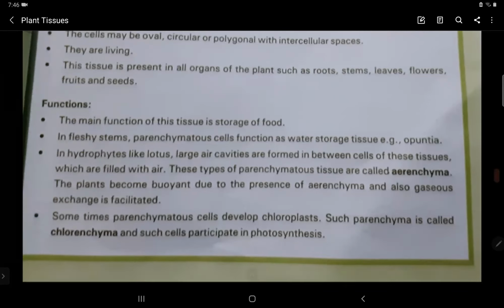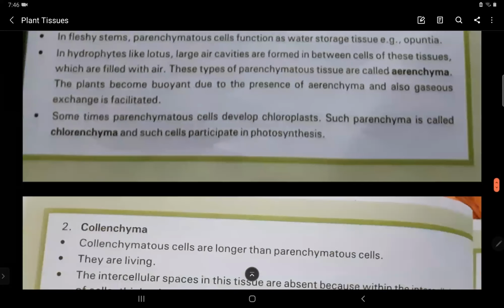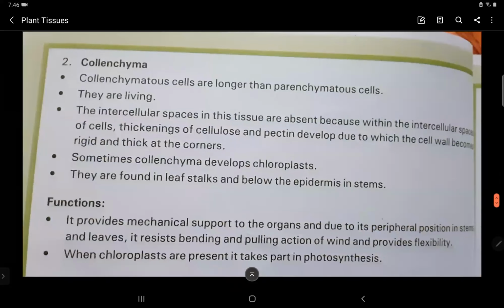Now let's see our next fundamental tissue, which is collenchyma. Collenchymatous cells are longer than parenchymatous cells. They are living. The intercellular spaces in this tissue are absent because thickenings of cellulose and pectin develop in the corners of the cells, due to which the cell wall becomes rigid and thick at the corners. Sometimes collenchyma develops chloroplasts. They are found in leaf stalks and below the epidermis in stems.